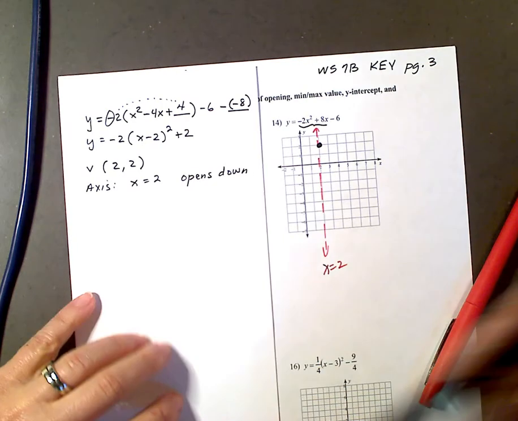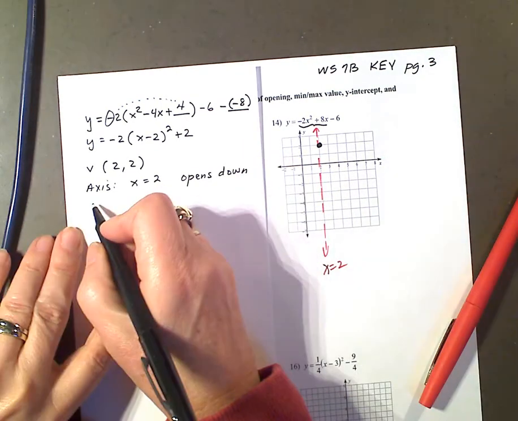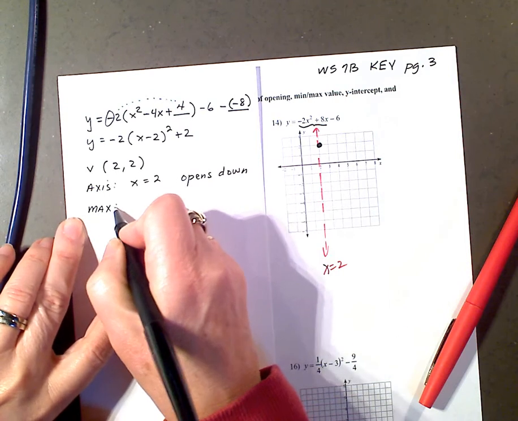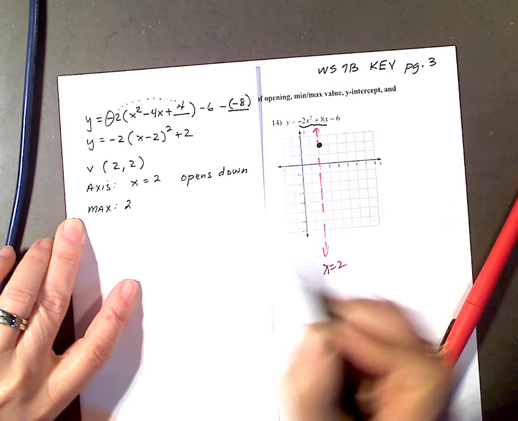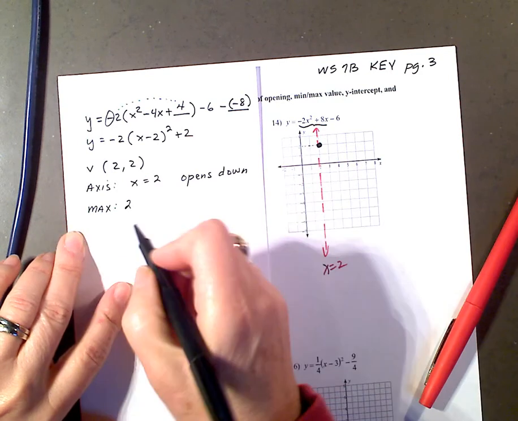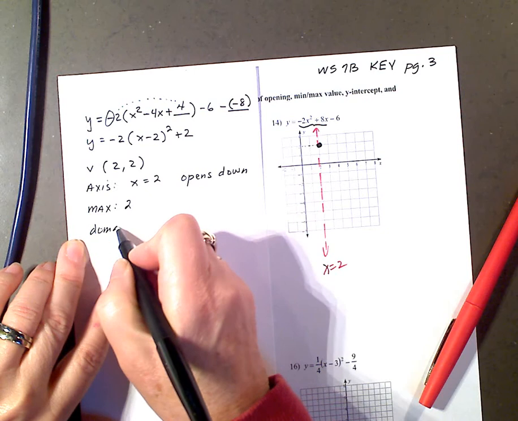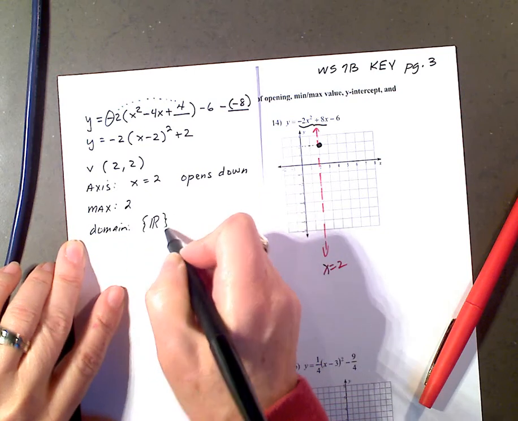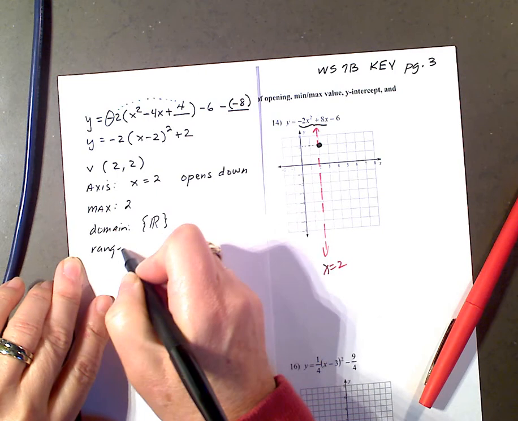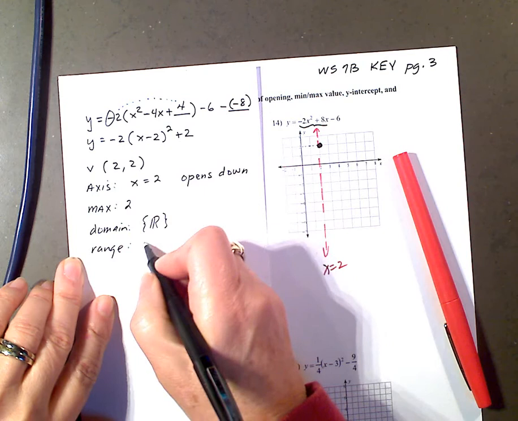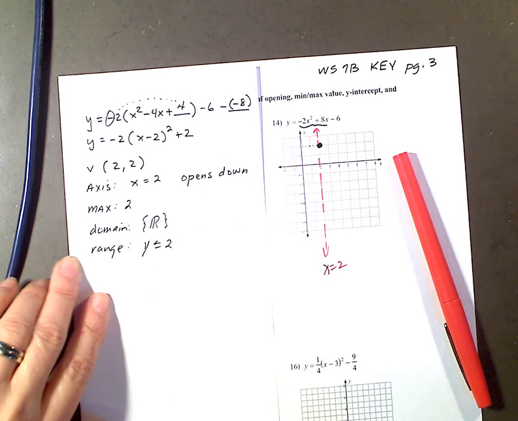And that's going to be the maximum value that I hit. So my maximum value is at y equal to positive 2. And my domain and my range: y is never, I'm opening down like this, y is never going to be above 2, so y is less than or equal to positive 2.